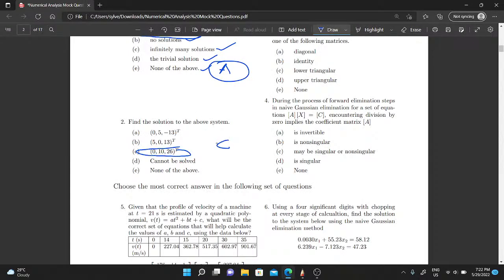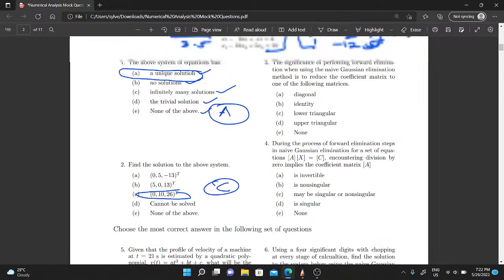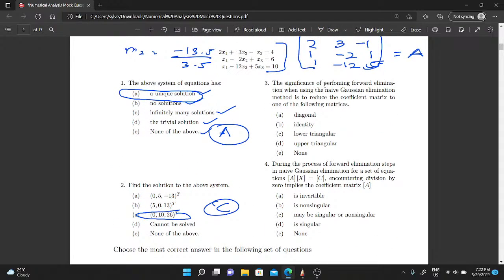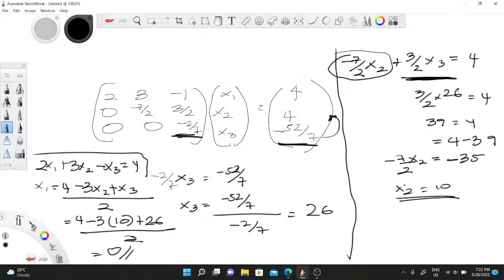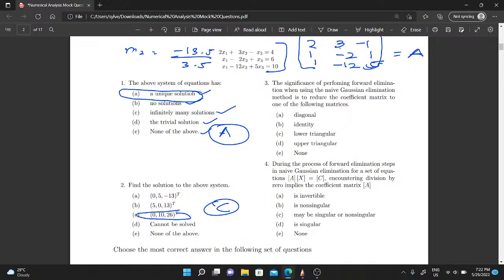All right, so we have C as the answer. All right, thank you. So the significance of performing forward elimination when using the naive Gaussian elimination method is to reduce the coefficient matrix to one of the following matrices. From this particular question, you realize what we reduce it to. We reduce it to a matrix that has values in the upper triangular half. You understand? So we call this an upper triangular matrix. D.